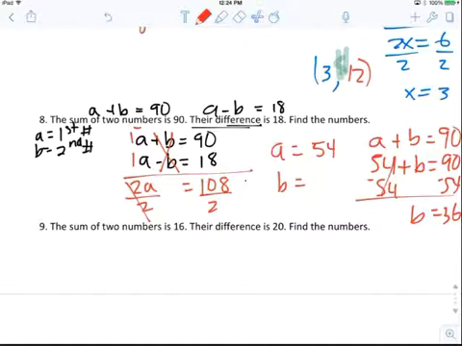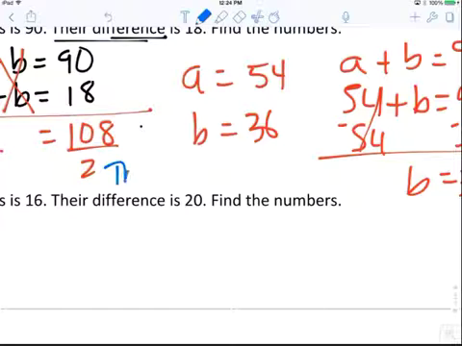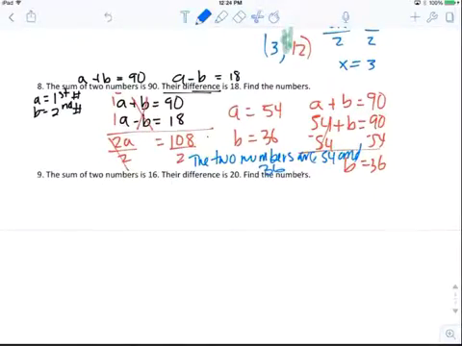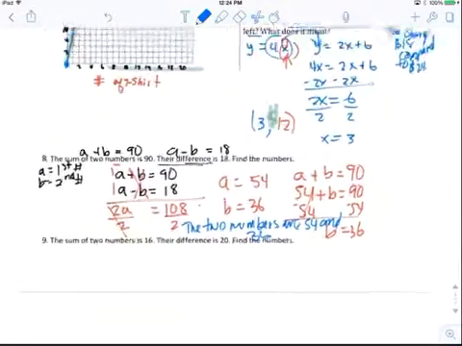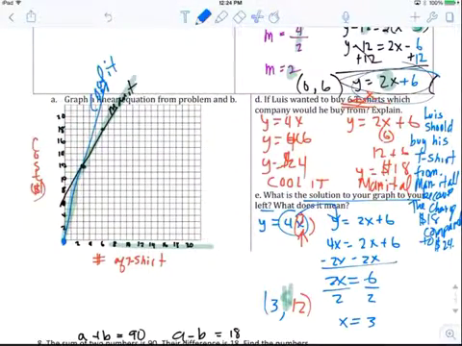The 2 numbers are, you need to write me a complete sentence. This is Common Core. The 2 numbers are 54 and 36. Okay. You do the last one. Same thing as this first one. Hope that helps.